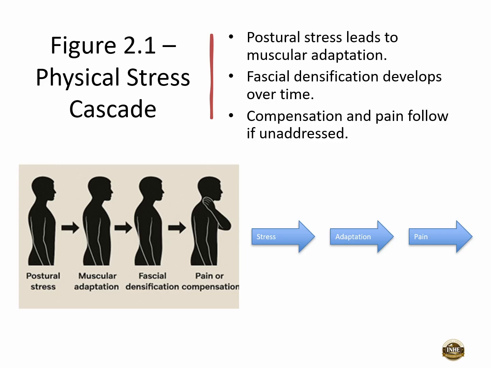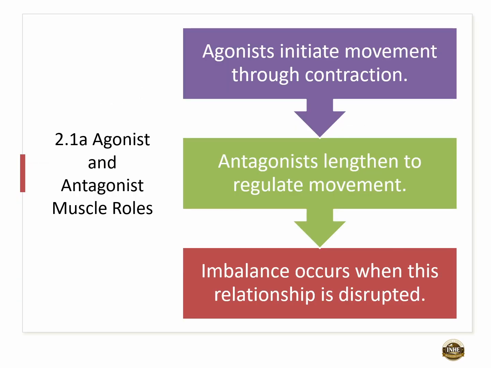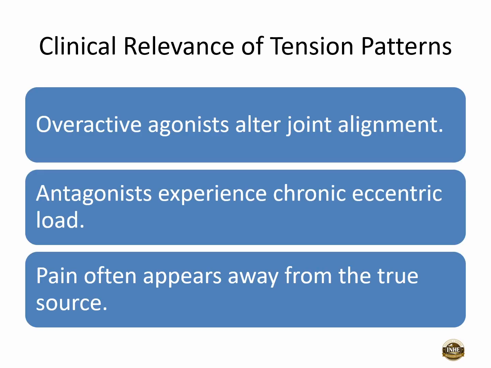Next, we need to talk about the importance of understanding the difference between agonist and antagonist muscle roles. Agonist muscles create movement through contraction. Antagonist muscles regulate and control movement by lengthening and balancing the action. When this relationship becomes disrupted, imbalance develops. Overactive agonists may become shortened and hypertonic, while antagonists may become overstretched, fatigued, and ischemic. Understanding this relationship is critical for proper treatment planning.